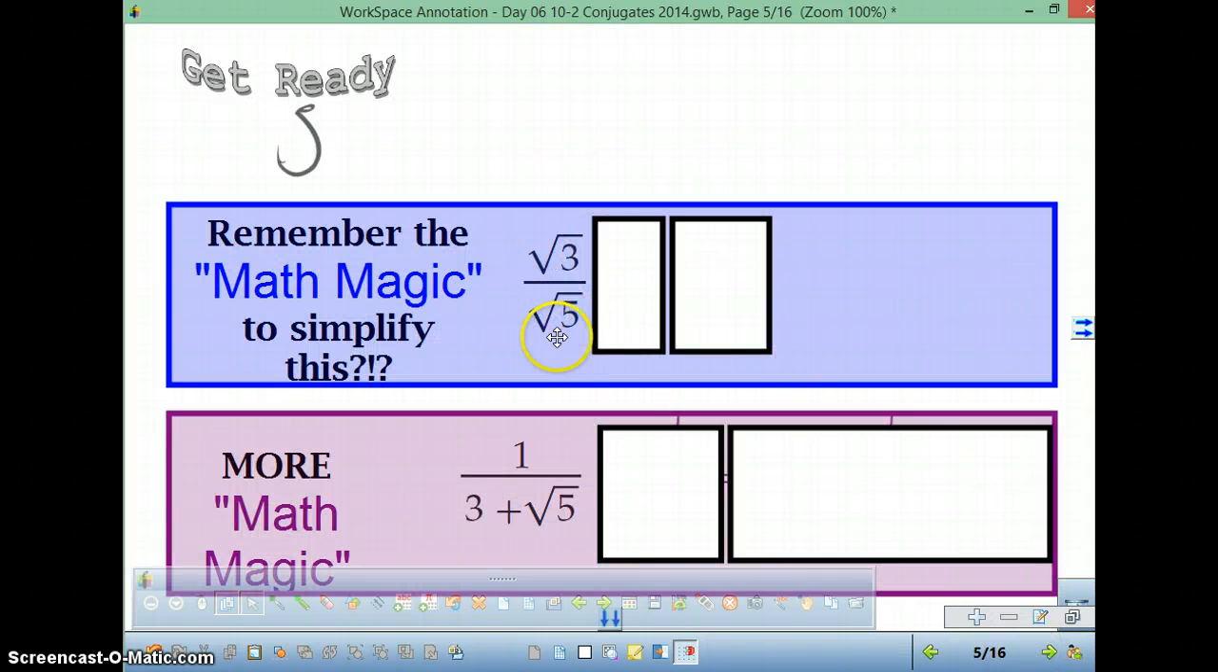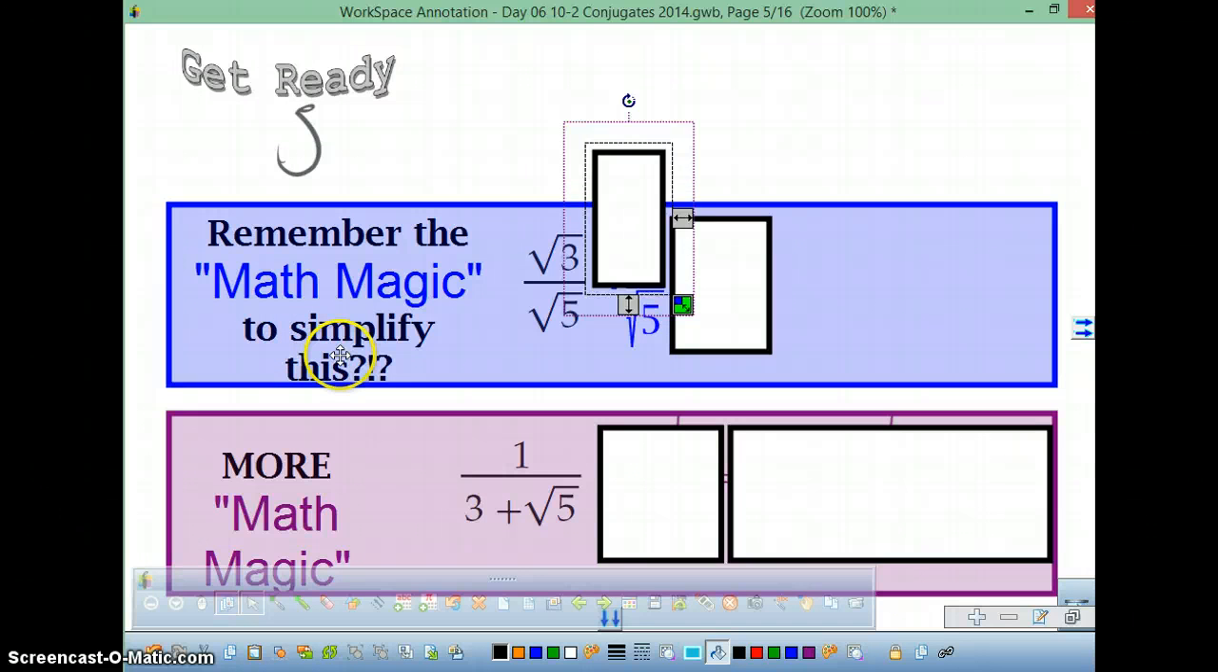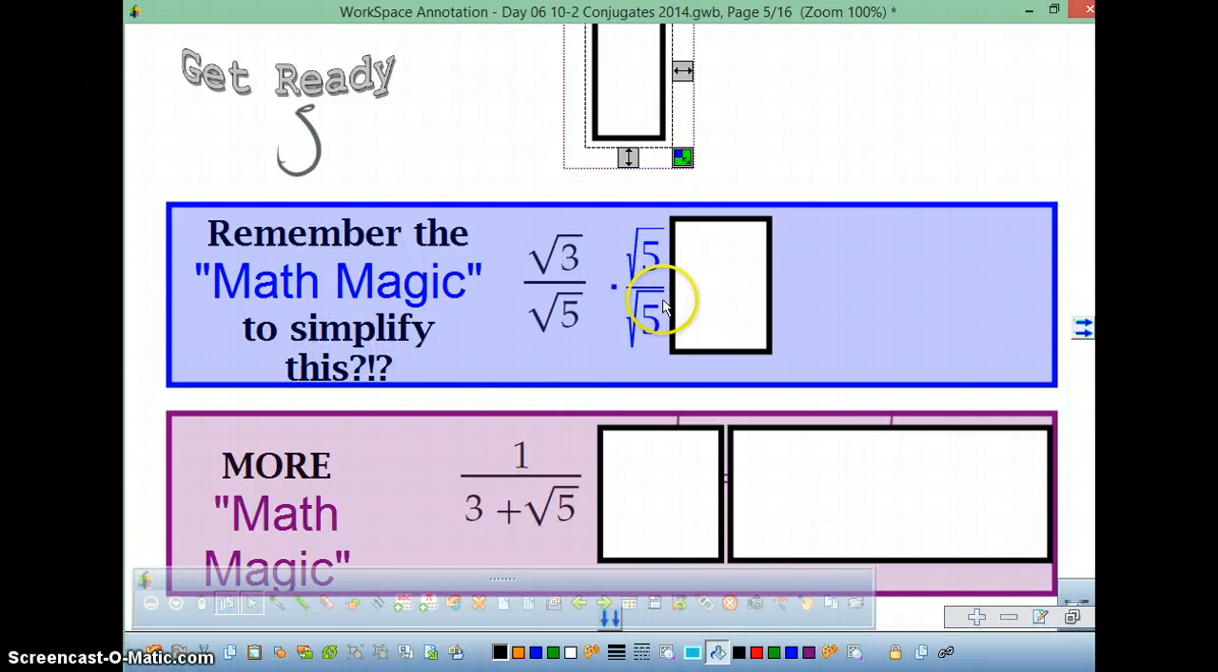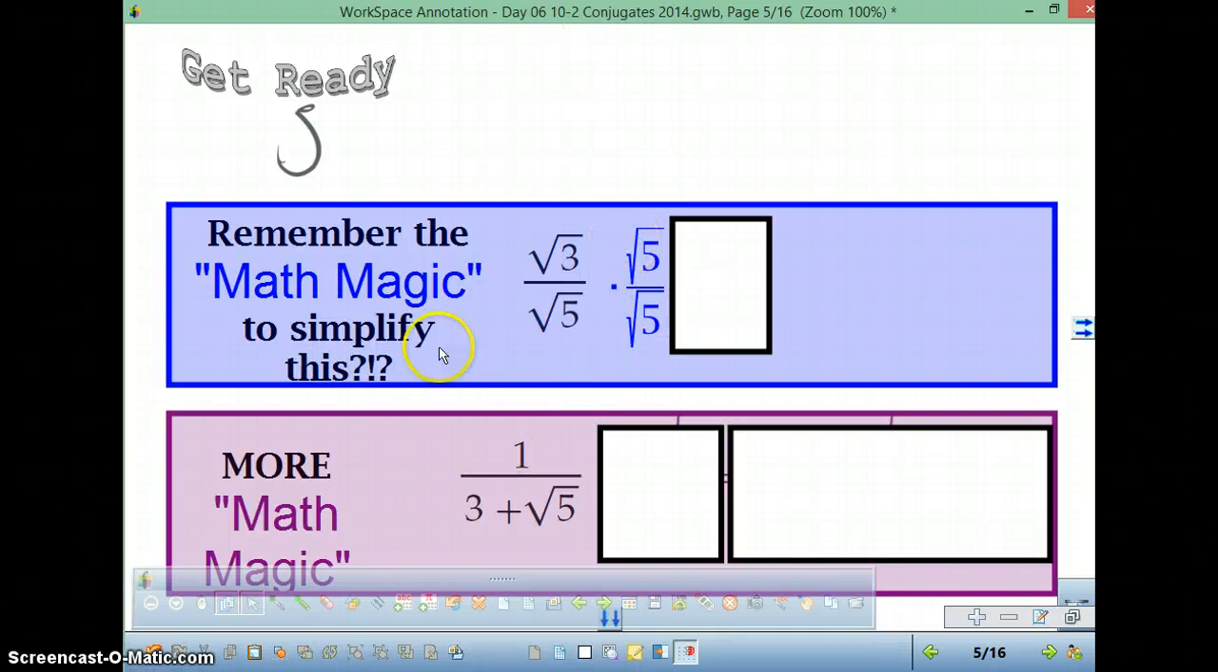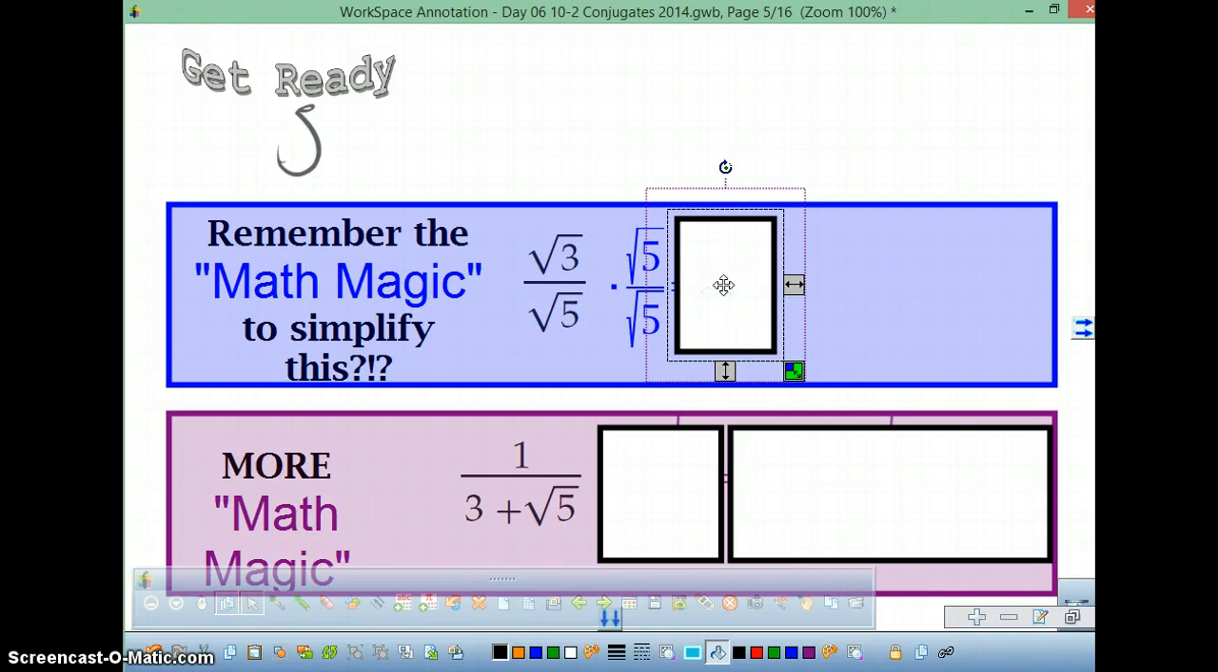All right, this one we've talked about before, but it's worth reviewing. If we have a radical in the denominator, there is a math trick that we use to get rid of it. We multiply it by the number 1, and we write the 1 like this. That's just the same thing as 1, right? Any number over itself is just 1. Now we just multiply fractions. Numerator times numerator equals numerator. Denominator times denominator equals denominator. Let's see what we get.